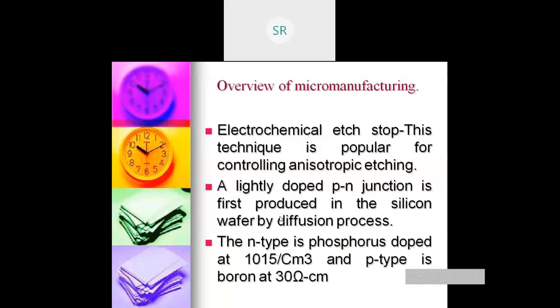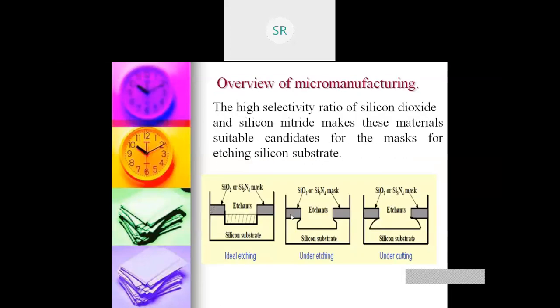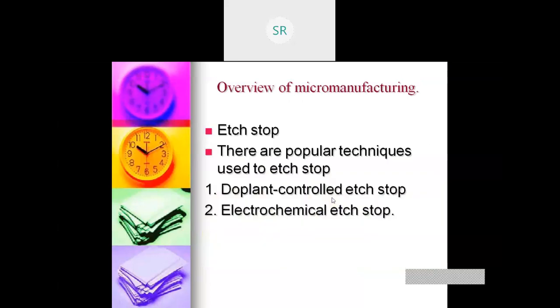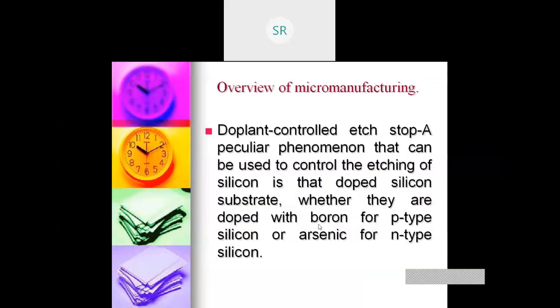And in the electrochemical etch stop, they introduce a PN junction in the process. So if this is the process, somewhere near this junction, they produce a PN junction. By introducing a PN junction, this process gets stopped. That is nothing but the etch stop, so that is the electrochemical etch stop.